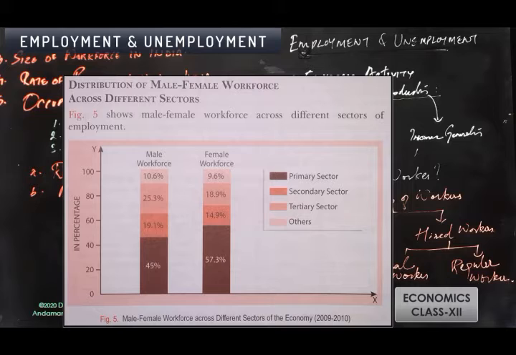So what we can find here is that a huge percentage of female workers is engaged in the primary sector, since primary activities of production are confined largely to the rural area. It implies that a huge percentage of female workers in rural areas are engaged in primary activities.